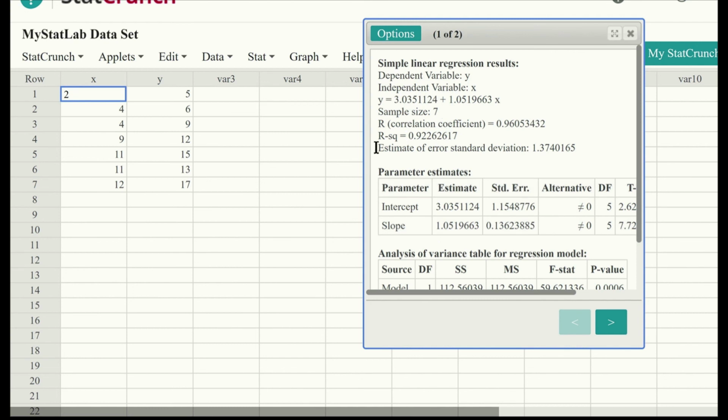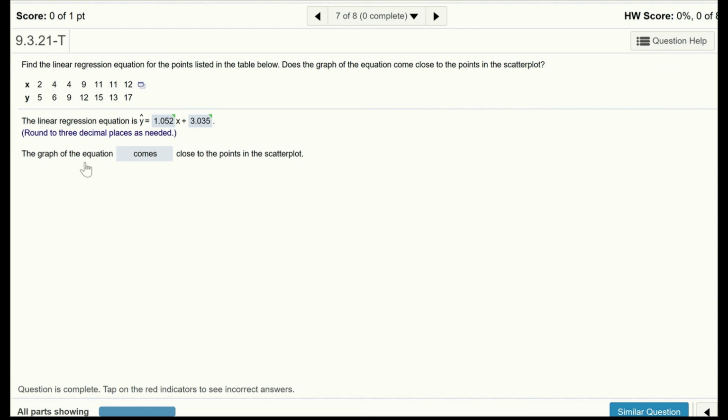And as you can see, the R is 0.96. So the correlation coefficient is extremely high. It's almost 1, right? Notice the R, this is R squared. This is the coefficient of determination, is also quite high, right? Which means 92% of the response variables can be explained by the linear regression model. So that's a very, very solid linear regression model we're looking at there. So the graph of the equation does come close to the points in the scatter plot.